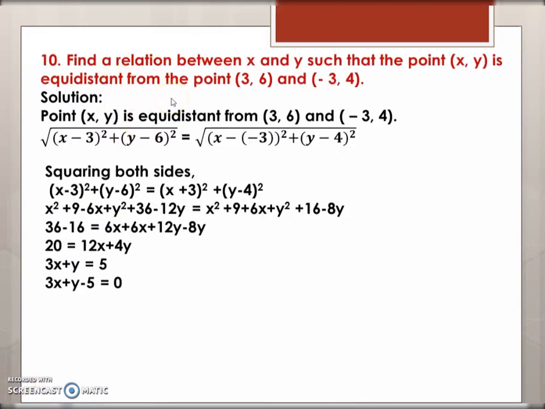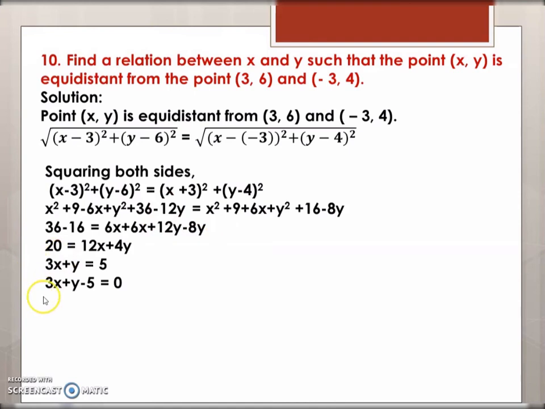Find a relation between x and y such that the point (x, y) is equidistant from (3, 6) and (-3, 4). So again, since it is given it is equidistant, you will find the distance between (x, y) and (3, 6), and then (x, y) and (-3, 4), and you will equate the two of them. And when you equate, then you have to square on both sides to remove the root sign. And you can simplify (a plus b) the whole square or (a minus b) the whole square using the identity. And here you will just get a relation between x and y.